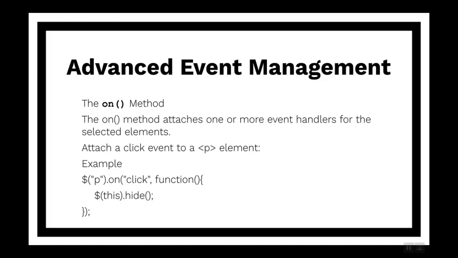So let's dive a bit deeper into the on method. The on method is where we can listen to multiple different events. In this case, we are selecting all of the paragraph elements, and whenever we listen to the click event on these paragraphs, we perform certain tasks. We can attach multiple event listeners using this on method.